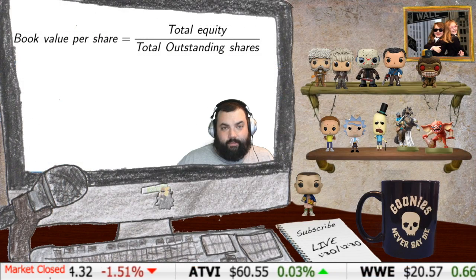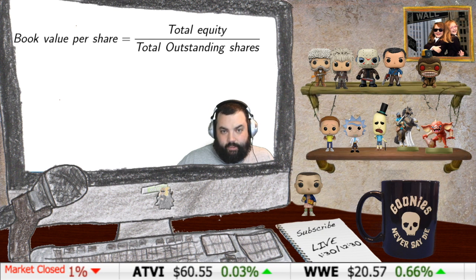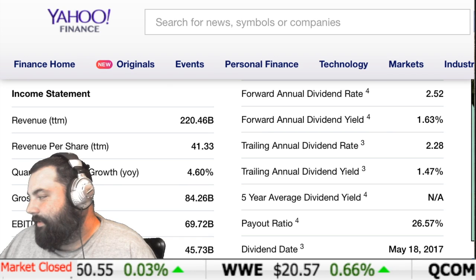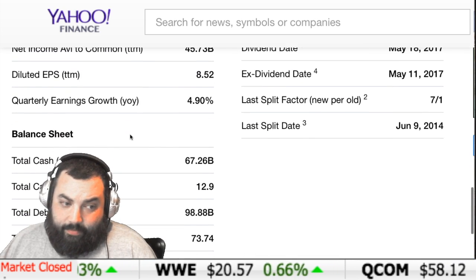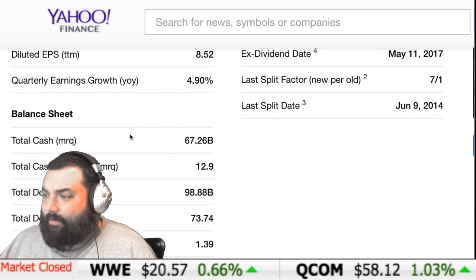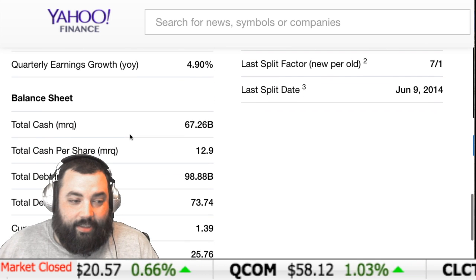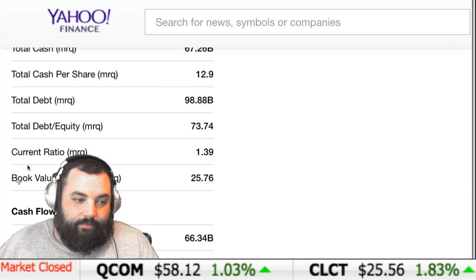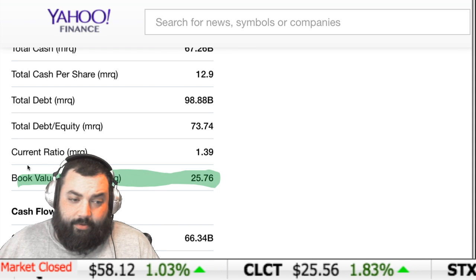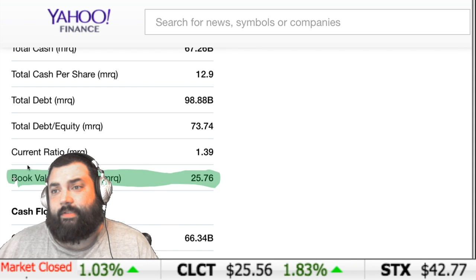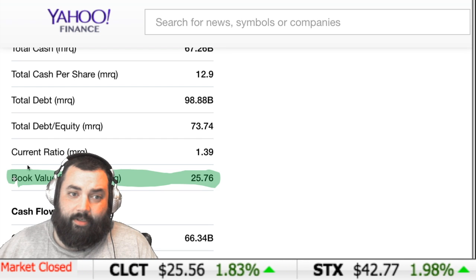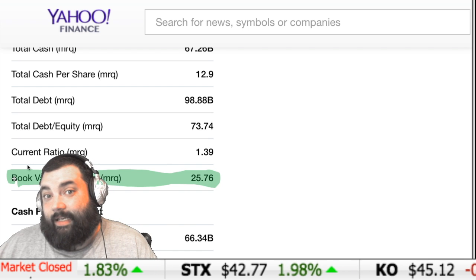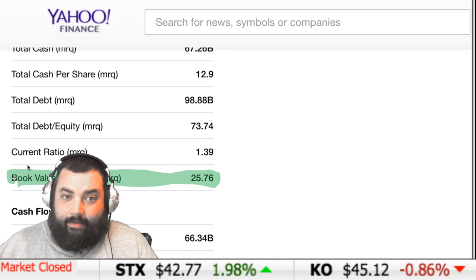Another term that you'll hear a lot about is book value per share. This is a little tricky. Book value is in some ways the value of the company. It's the equity over the total outstanding shares. So book value per share is $25 for Apple, and you'll see a lot of times that it's much lower than the stock price. As it gets closer to the stock price, that can be a sign of a really good buy.